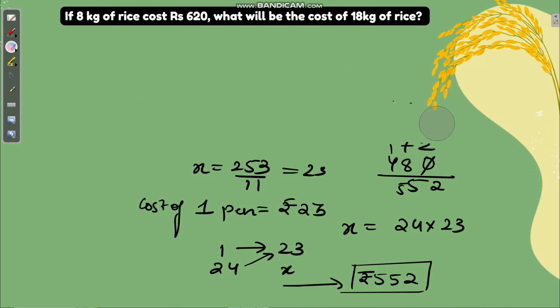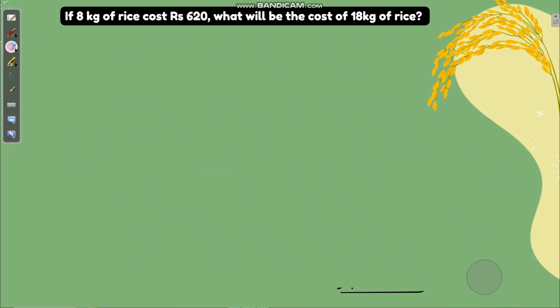In this also you could have used the cross multiplication method, okay, to find the quantity of 1 and then for the entire thing. Okay, if 8 kgs of rice cost rupees 620, so 8 kg, I'll write down over here kg and this side is cost. It costs rupees 620. What will be the cost of 18 kg of rice? Okay, so we need to find for 18 kg. First find what's the cost of 1 kg of rice. So let's find the cost of 1 kg of rice. We don't know right now.